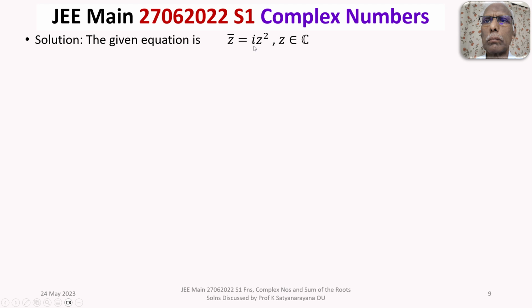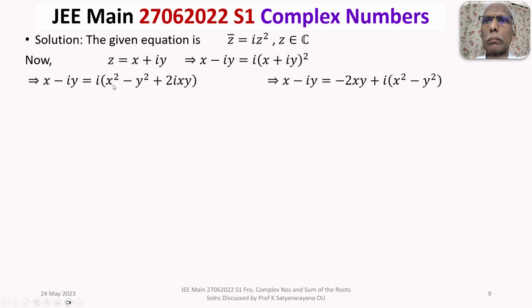So z bar is equal to i times z square, where z is a complex number. For z, we write down x plus iy, then z bar, the complex conjugate of x plus iy, is x minus iy. So x minus iy is equal to i times (x plus iy) whole square. When you square x plus iy, it is x square plus i square y square, and i square is minus 1, therefore x square minus y square plus 2ixy. So x minus iy is equal to i times (x square minus y square plus 2ixy).